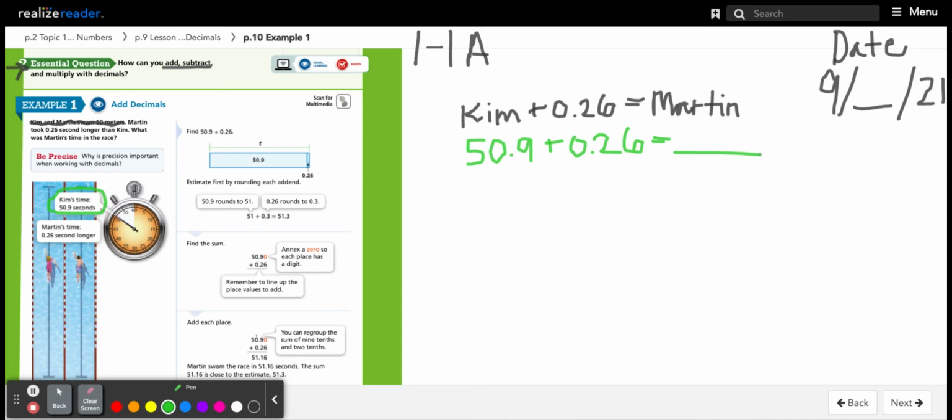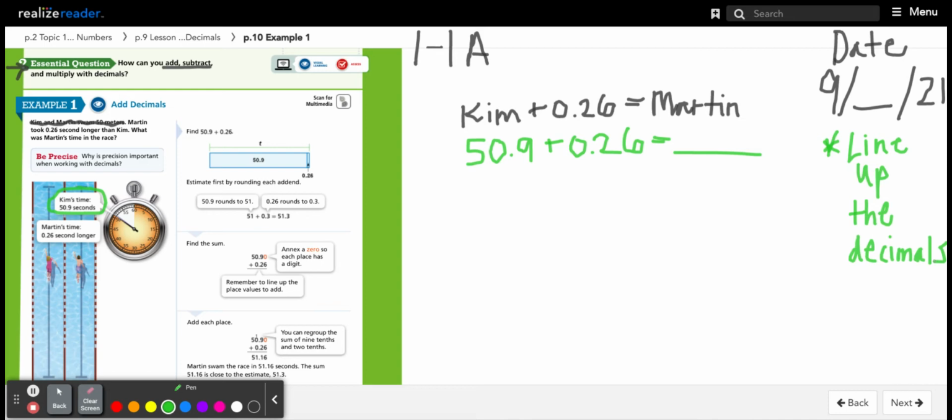So the key when adding and subtracting with decimals is to line up the decimals. And if we line up the decimals, that also means we're going to be lining up the place value.